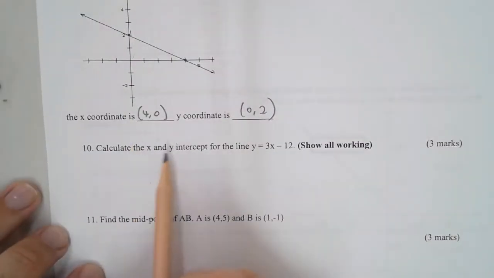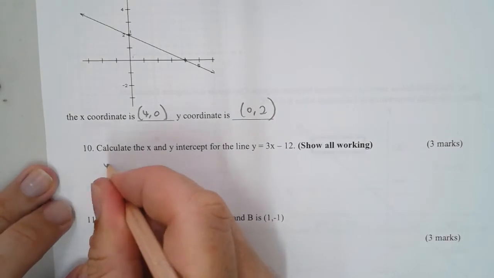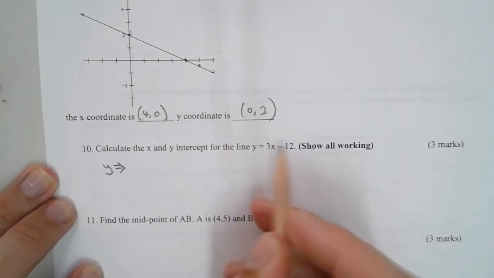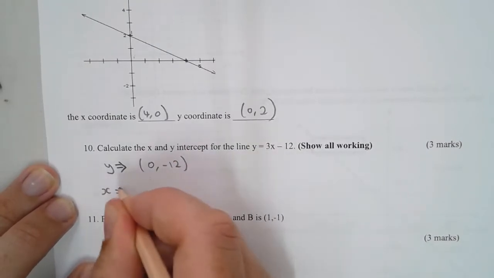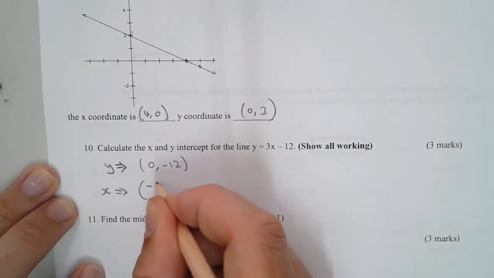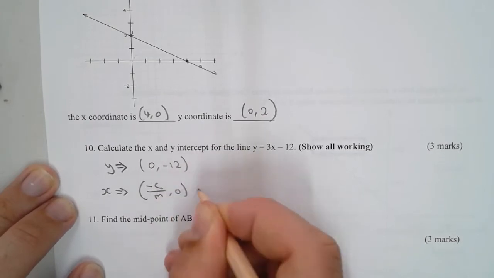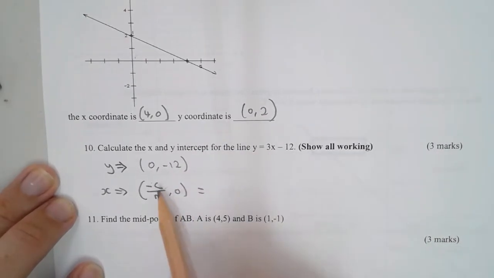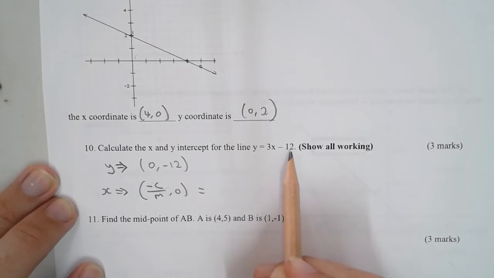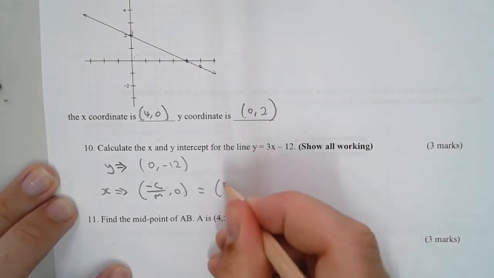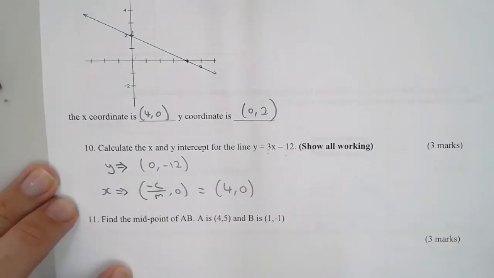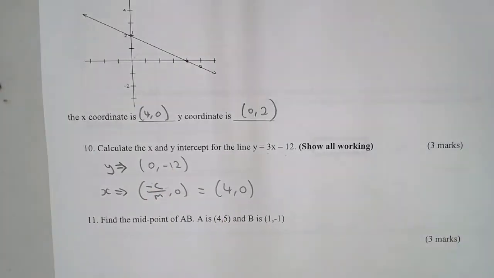Number 10. Calculate the x and y intercepts. Well, the y intercept is pretty straightforward. It ends in the minus 12, so it's 0, minus 12. Now to find your x-intercept, you could do minus c divided by m. So c is the last number, negative 12. So minus that becomes positive 12. So it becomes 12 divided by 3, which is 4, 0. So there's your marks there. The y-intercept is 0 minus 12, the x-intercept is 4, 0.